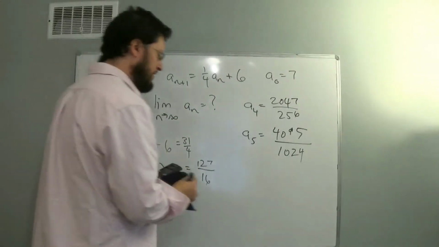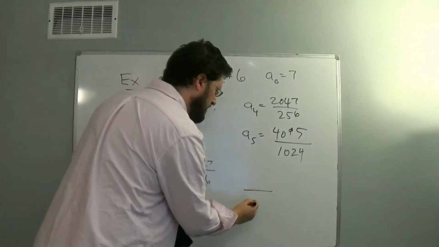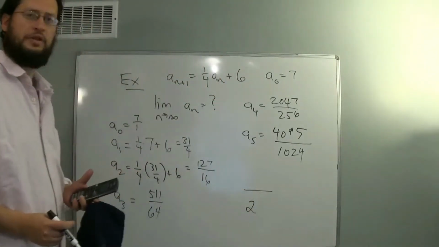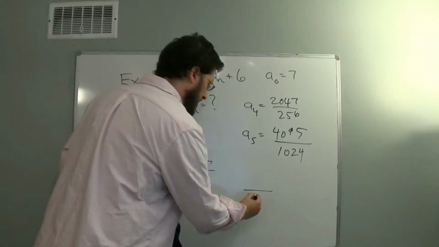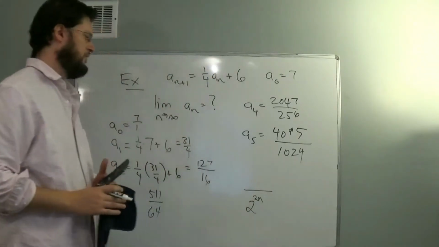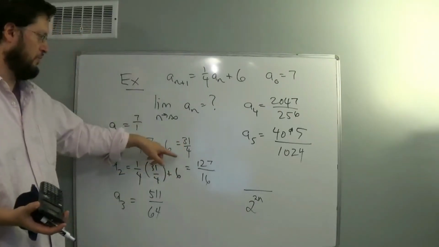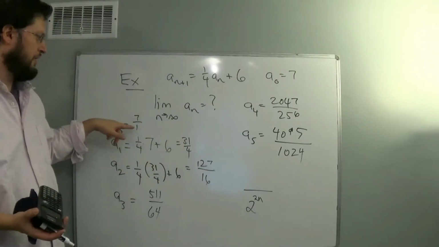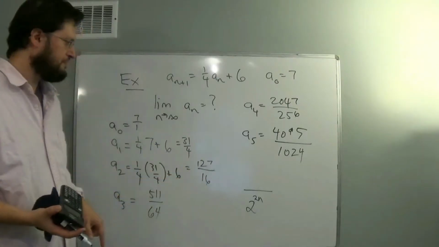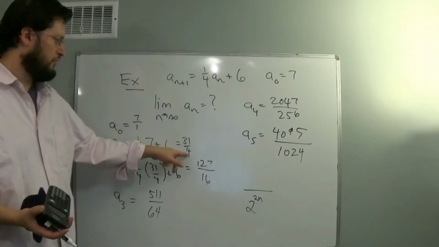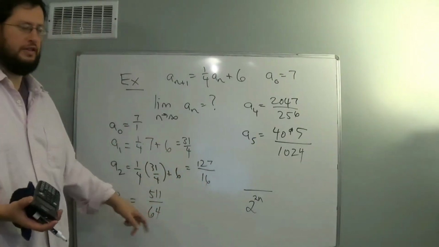So the denominators here are even powers of 2. So this is 2 to the 2n. You could think about that as 4 to the n as well. It works out to be the same thing. But these are even powers of 2: 2 to the 0, 2 squared, 2 to the 4th, 2 to the 6th, and so on.